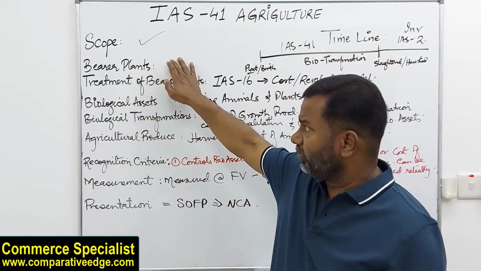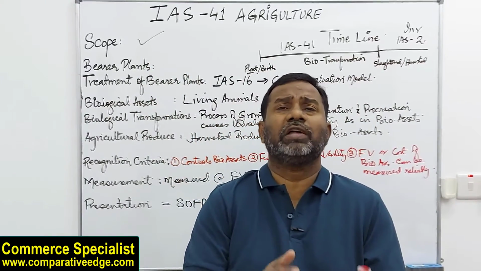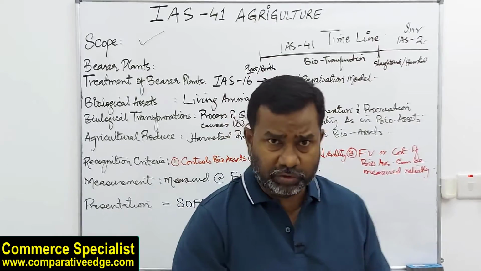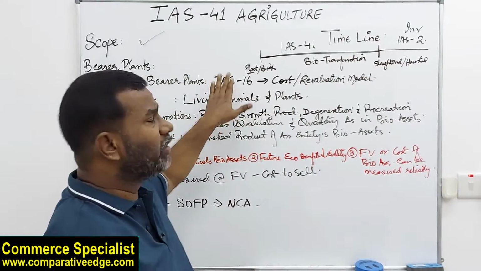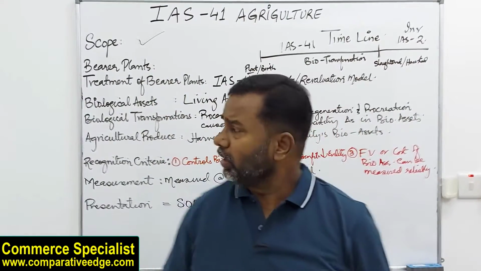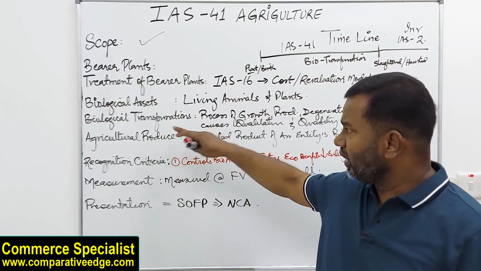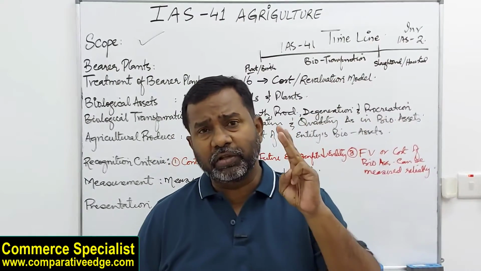Just to sum it up, IAS 41 Agriculture only covers the treatment of biological assets except bearer plants. What are bearer plants? Bearer plants are plants which are used to produce other crops but they are not themselves consumed. The treatment of bearer plants, I've already told you, they are accounted for under IAS 16 by either the cost or revaluation method. Transformations and agricultural produce, I've already explained.